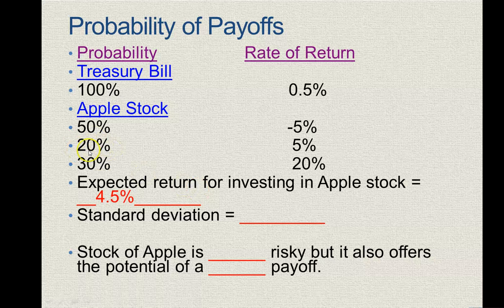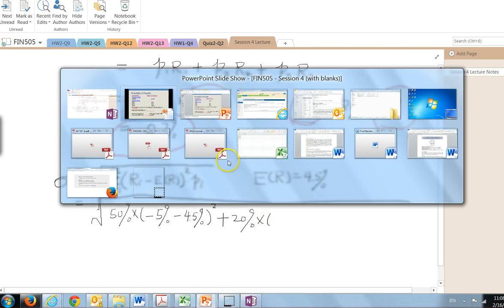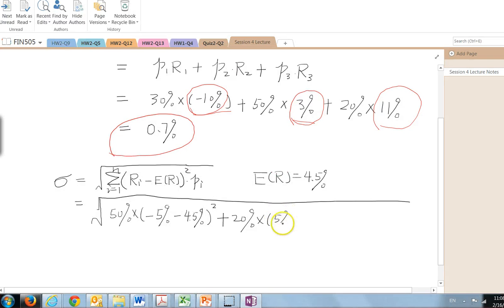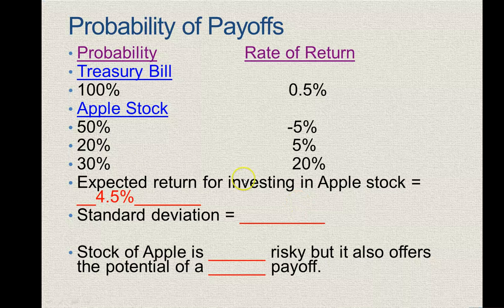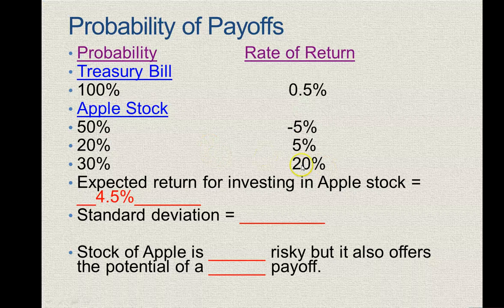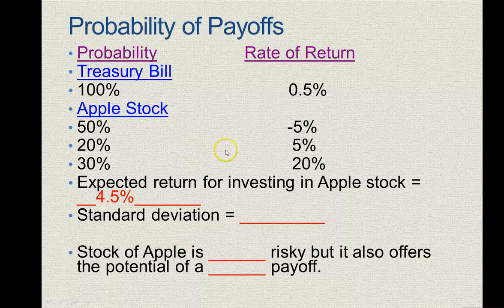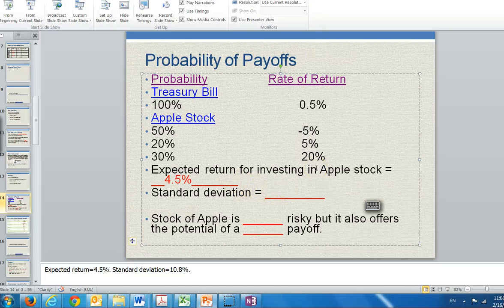And second part, second situation, 20% chance times the return under this situation, 5%, minus 4.5%, square. Finally, the third state, 30% chance times the return under this state, 20%, minus 4.5%, then squared deviation. So plugging all these numbers into your calculator, you will find out the standard deviation will be 10.8%. So you can double check that. Make sure you get the same answer as that one. So let me fill in this blank here. It's 10.8%.